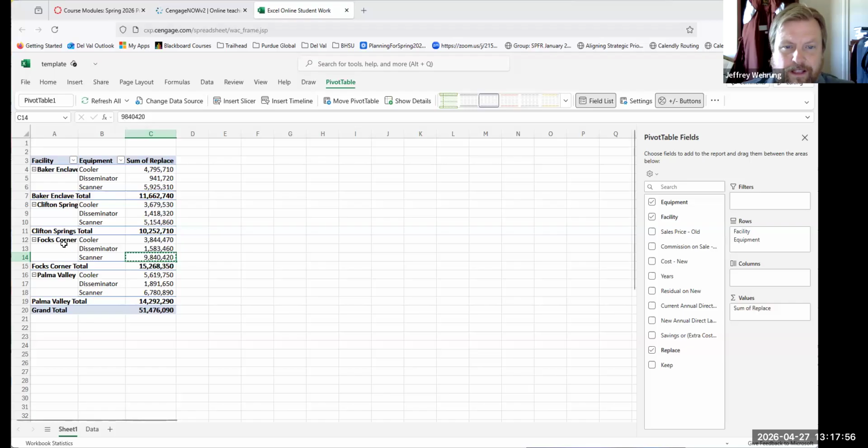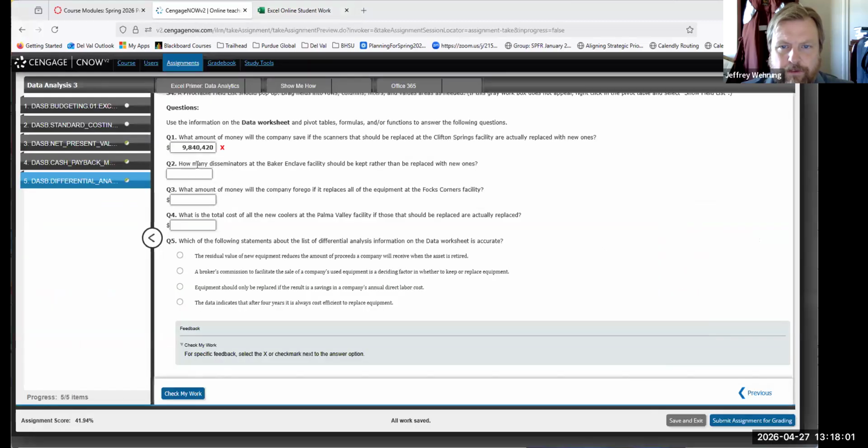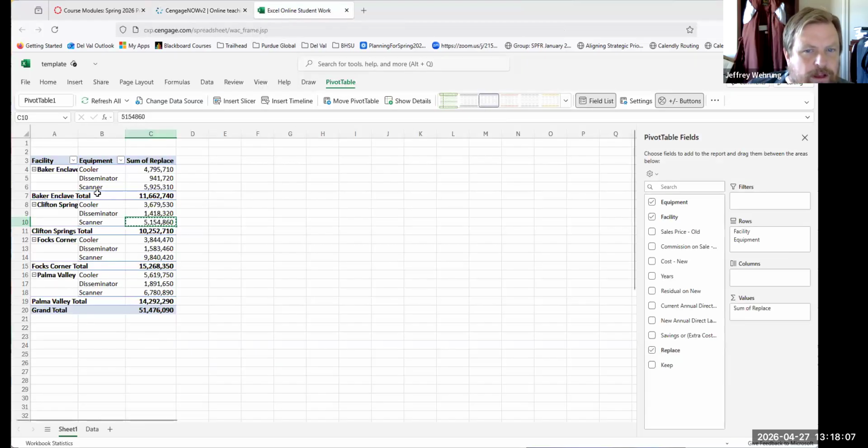Oh, look at that. That's not Clifton Springs. This is Clifton Springs. I just clicked on the wrong box. There we go. So, yeah, so this is the Clifton Springs. So there's the scanners. Okay.